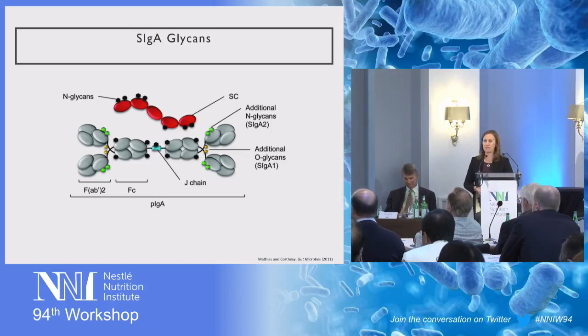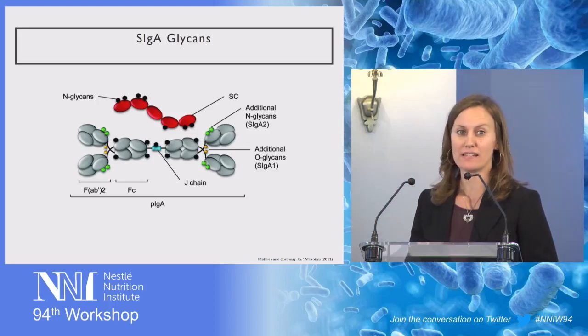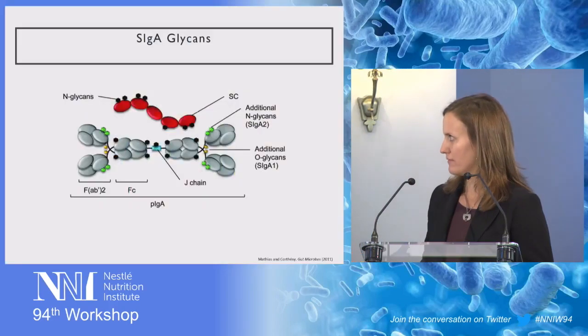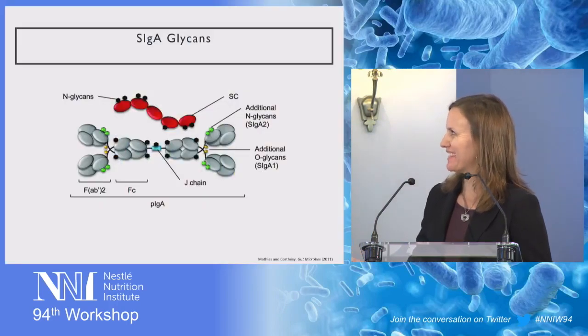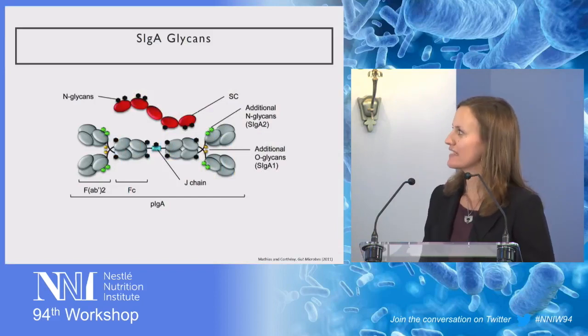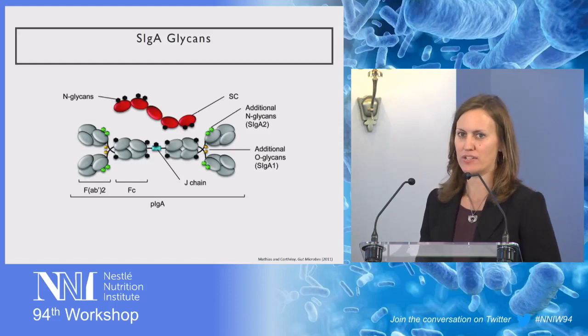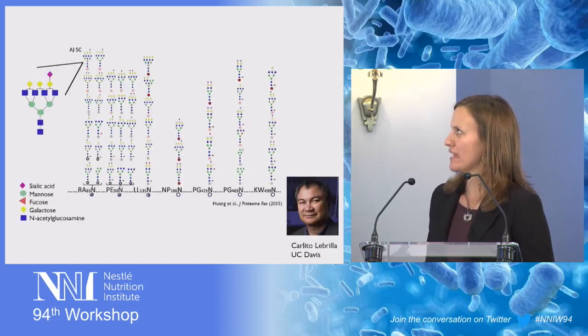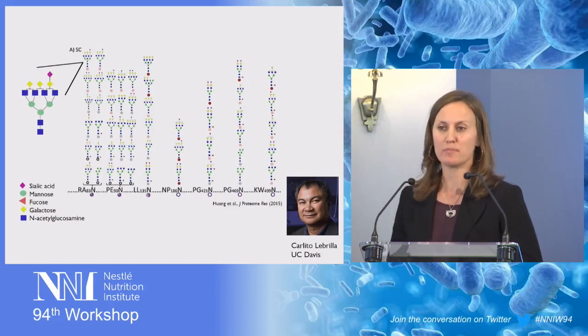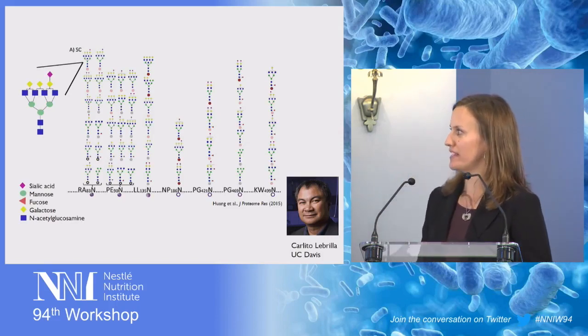This is an image from Blaise Corthésy's review in Gut Microbes that diagrams nicely these N-linked glycans heavily decorating the secretory component, the heavy chain on both IgA1 and IgA2, and also extra O-linked glycans on secretory IgA1. These glycans have been analyzed quite extensively in Carlito Lebrilla's glycobiology lab at UC Davis.